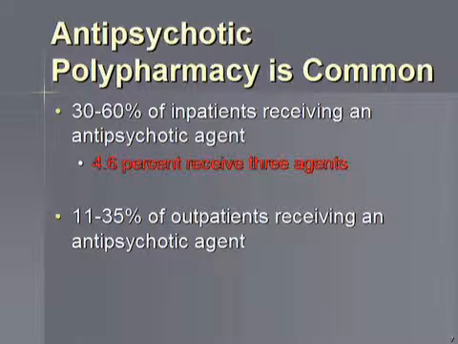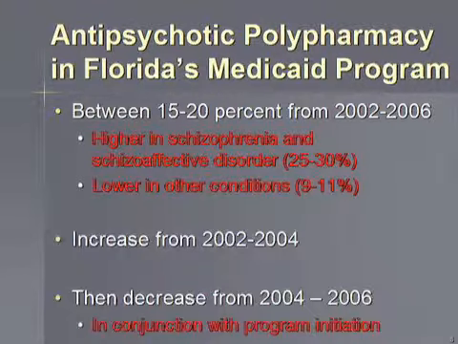11 to 35% of outpatients receiving an antipsychotic receive 2 or more antipsychotics at one time. What about Florida? If one tracks the utilization of antipsychotics and antipsychotic polypharmacy in Florida's Medicaid program, it ranges between 15 to 20% over between 2002 to 2006.